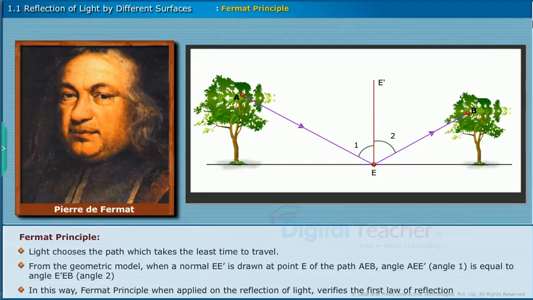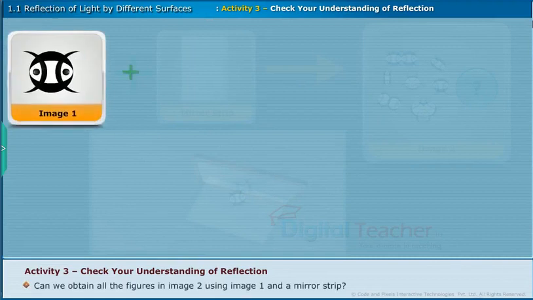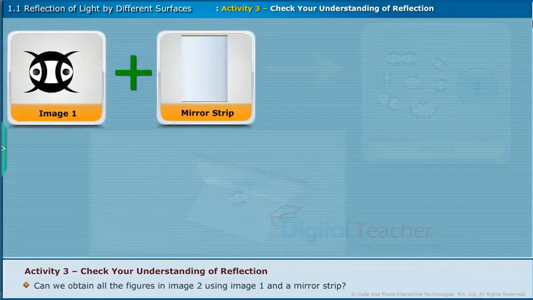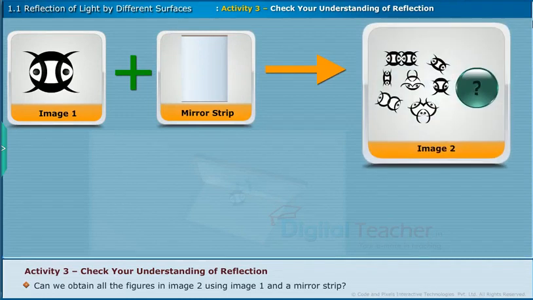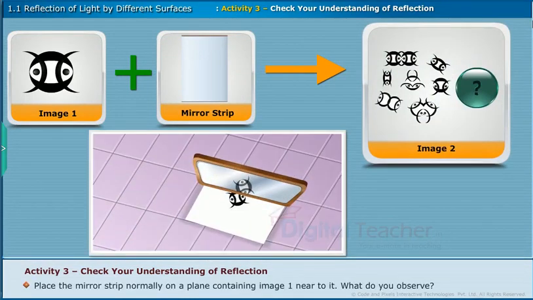Let us now try to gain more insight on phenomenon of reflection from different surfaces. Activity 3. Check your understanding of reflection. Can we obtain all the figures in image 2 using image 1 and a mirror strip? Place the mirror strip normally on a plane containing image 1 near to it.